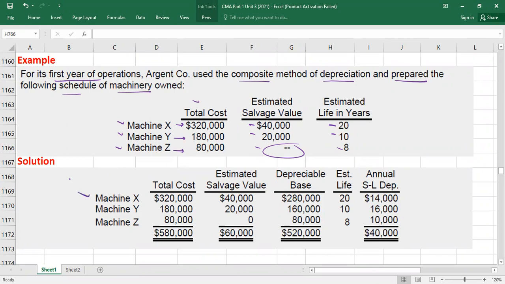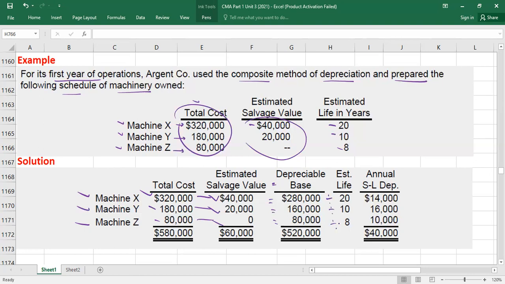First, I will write machine X, Y, and Z. And here, total cost is how much? 320,000 for machine X, for Y 180, for Z 80. So these costs I'm just writing down. Right? Actual data. There is no residual value. Oh, yes, we have. Minus what? Cost minus salvage value. This is called depreciable base, right? Salvage value is given for machine X and Y. For Z it is 0. We wrote. Now cost minus salvage value, you will get what? Depreciable base. Now each depreciable base I will divide by its own life.